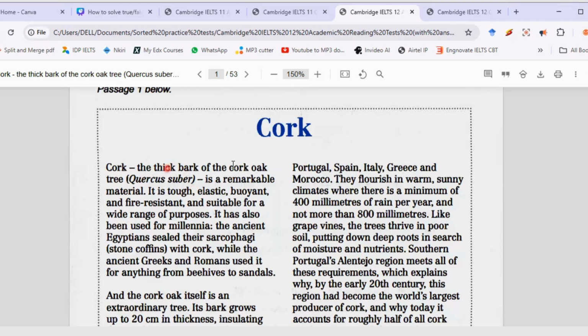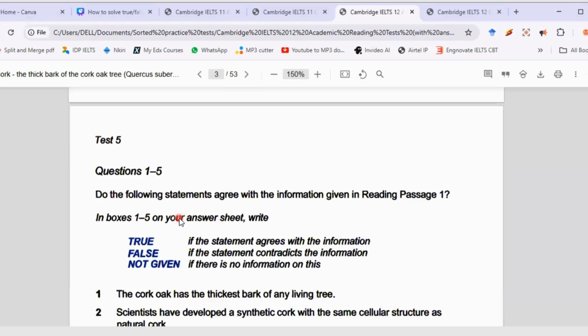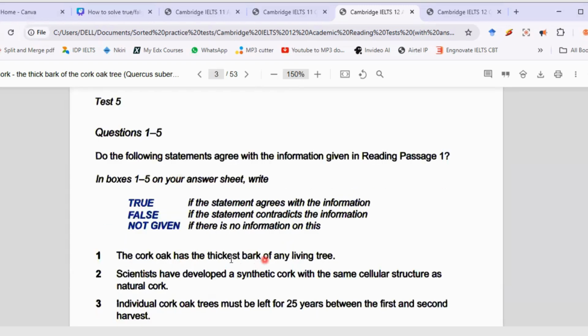The thick bark of the cork oak tree is a remarkable material. It is tough, elastic, buoyant, and fire resistant and suitable for a wide range of purposes. It has also been used for millennia. So I've not seen anything about thickest. I didn't see anything about thickest. There's nothing like thickest. So my answer to number one is what?